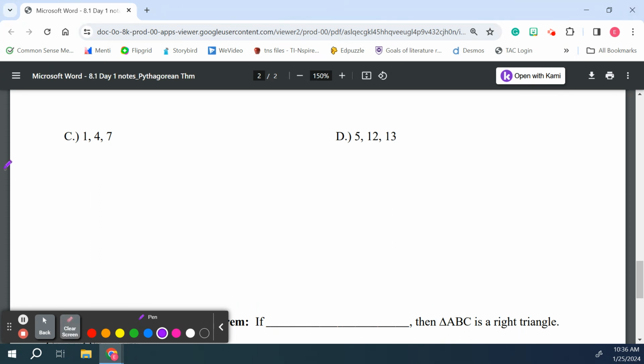Who's still working on C and D? Okay. For letter C, Brendan, what do you think? Is it a triangle, right triangle, or not a triangle? Right triangle. Try again. Not a triangle, right? 4 plus 5 is not greater than 7. So this is not a triangle.